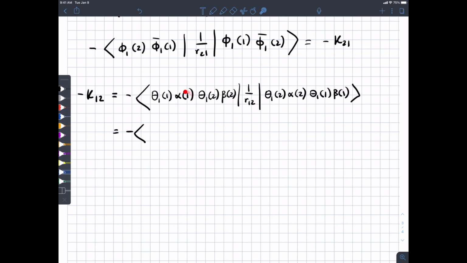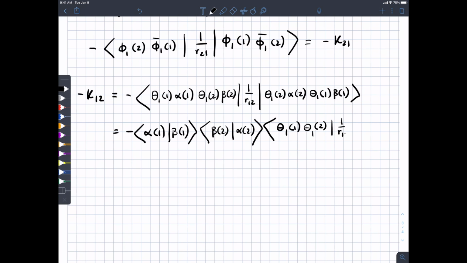We factor out first the electron 1 terms before and after the operator. So we would have alpha 1 times beta 1 integrated over all space. Then similarly, we would have beta 2 times alpha 2 integrated over all space. And then what's left over here is electron 1 in theta 1 times electron 2 in theta 1, times the operator of the distance between electrons 1 and 2.